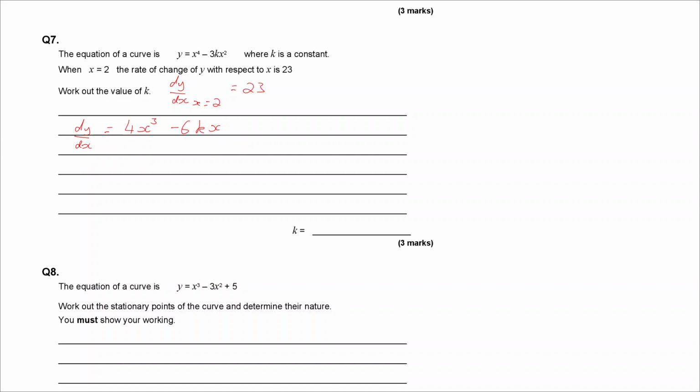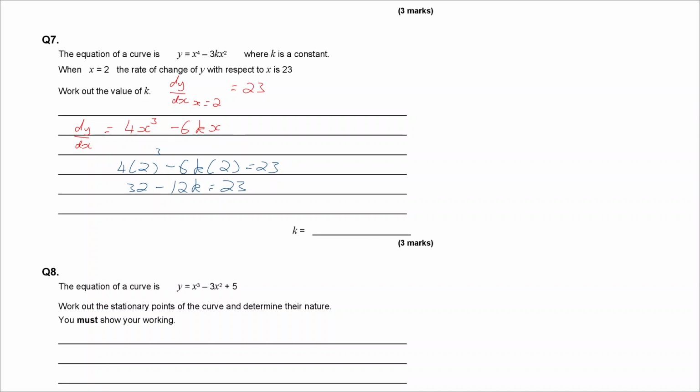So that's it. So what the question is saying is, if I substitute in x is 2 into dy by dx, it's going to be equal to 23. Let's go and do that. Okay, so 4, and then x is going to be 2, and I can cube it, minus 6k multiplied by x is 2 is going to be equal to 23. So 2 cubed is 8, and 8 times 4 is 32. So 32 minus, I've then got 6 times 2 is minus 12. So minus 12k is equal to 23.